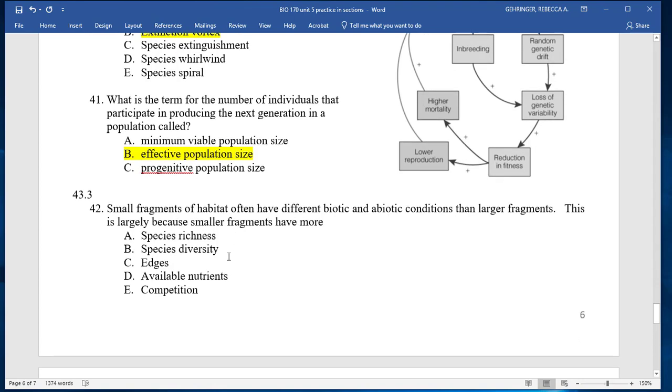42, small fragments of habitat often have different biotic and abiotic conditions than larger fragments. This is largely because smaller fragments have more what? If they had more species richness or more diversity, well, they wouldn't be a problem, but having small fragments of habitat is a problem. Small fragments of habitat are really different than larger fragments of habitat because they have more edges. And remember, the edges are not the same. So 42 is C.